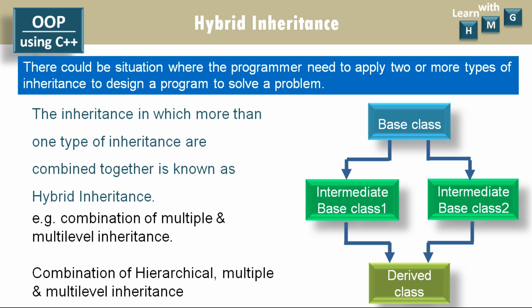Here the base class, intermediate base class 1 and derived class, these three classes form multi-level inheritance. Similarly, base class, intermediate base class 2 and derived class also form multi-level inheritance. Then base class, intermediate base class 1 and intermediate base class 2 form hierarchical inheritance, and intermediate base class 1, intermediate base class 2 and derived class form multiple inheritance. So this is a combination of three types of inheritance: multi-level, hierarchical, and multiple inheritance.